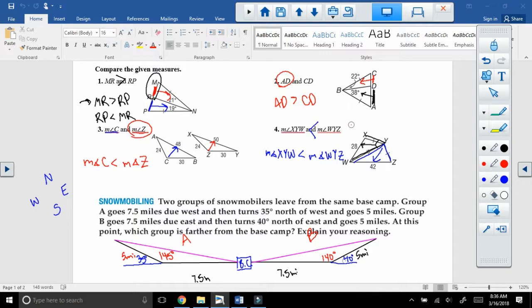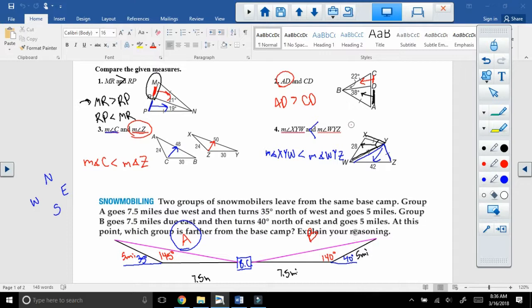So who's farther away at this point? Group A. Group A is the one that's farther away because they're opposite from that larger angle, that 145 degree angle. So having this drawn out is very helpful. Also, you're not really looking at the 35 and the 40 degrees. You'd be looking at the supplement of those for this question here.